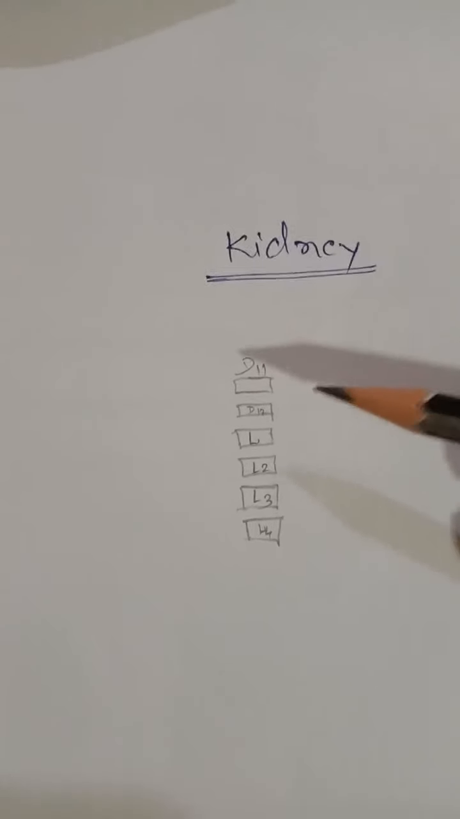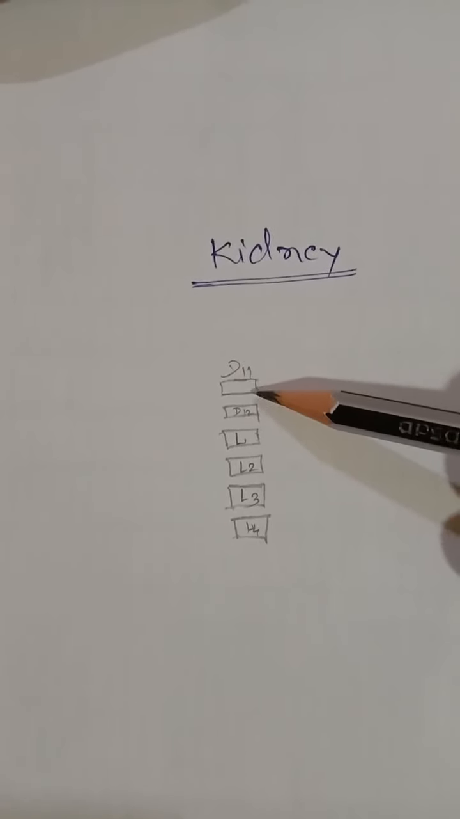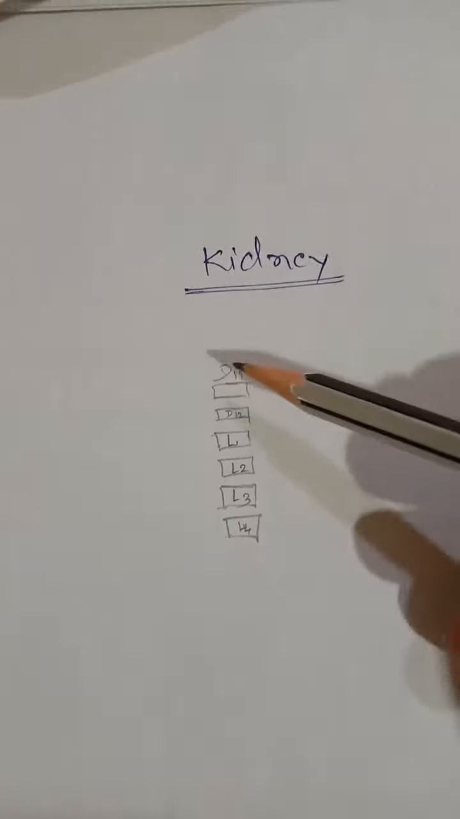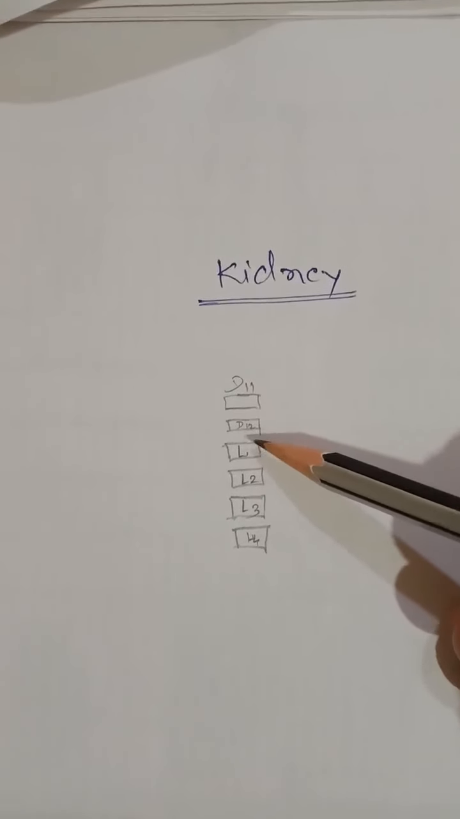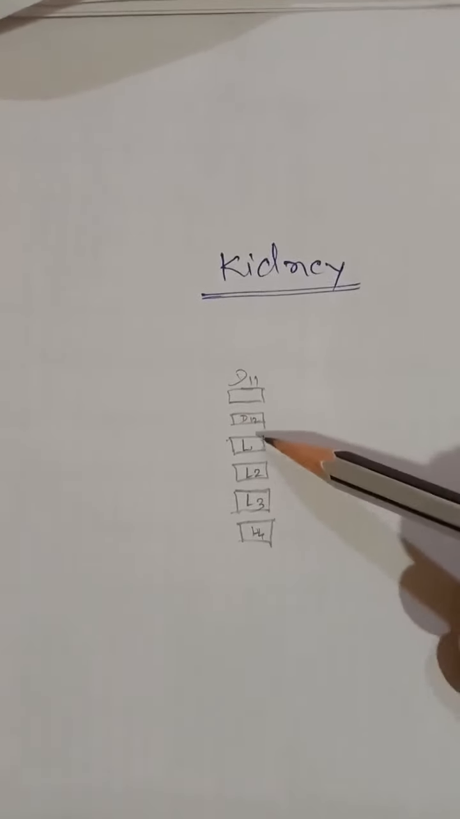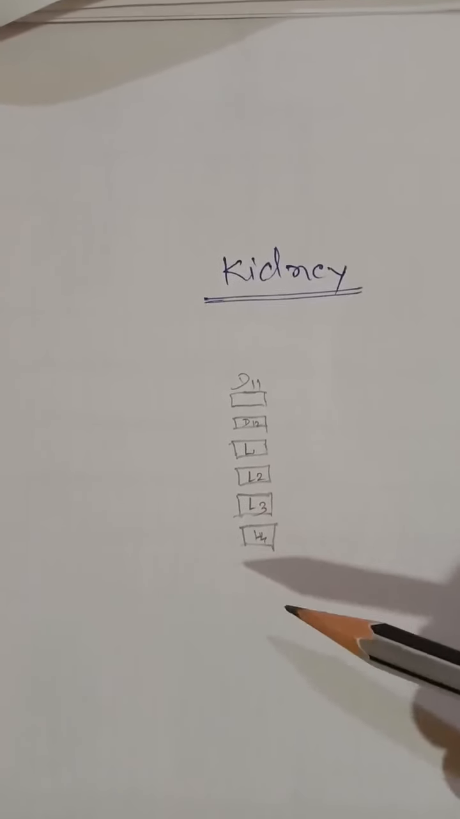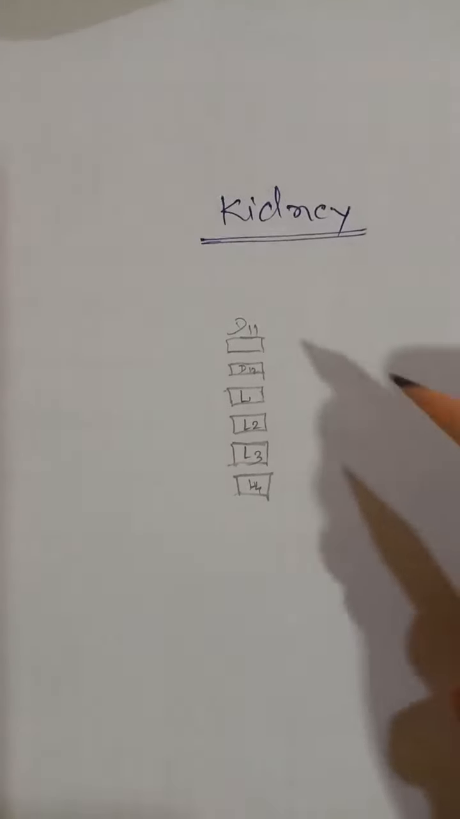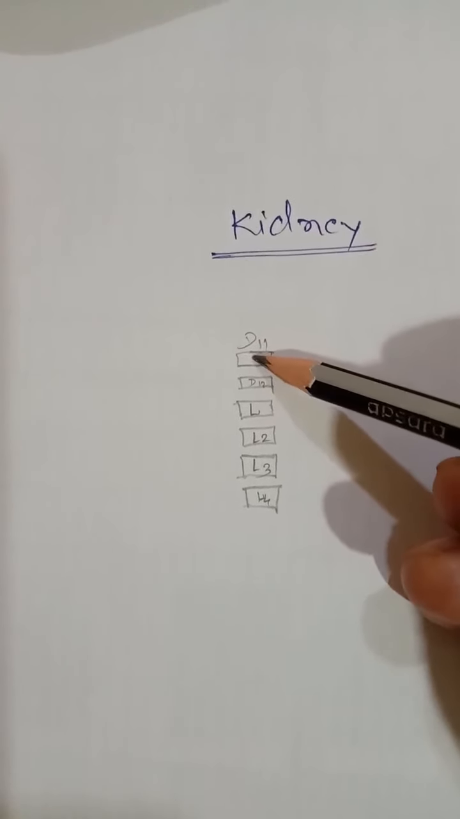Here you can see these vertebrae: D11, D12, L1, L2, L3 and L4. D11 means the 11th thoracic vertebra, D12 means the 12th thoracic vertebra, and L1, L2 and L3 mean the first, second and third lumbar vertebrae. To draw the kidney, the first point is taken on the D11 vertebra. So here.